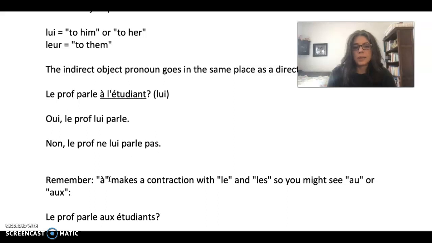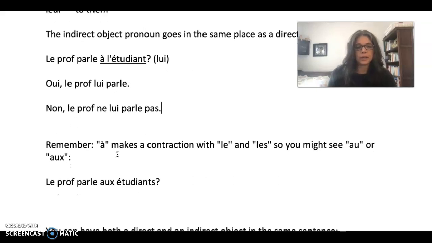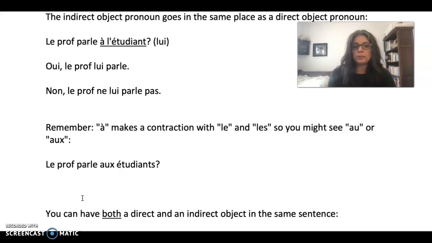Okay, just a reminder that à makes a contraction with le and les, so it's possible you'll see au, or the plural form, aux, instead of à. So here's an example of that. Le prof parle aux étudiants. This is still the preposition à. It's just in a contraction form with les. So aux étudiants is our indirect object.